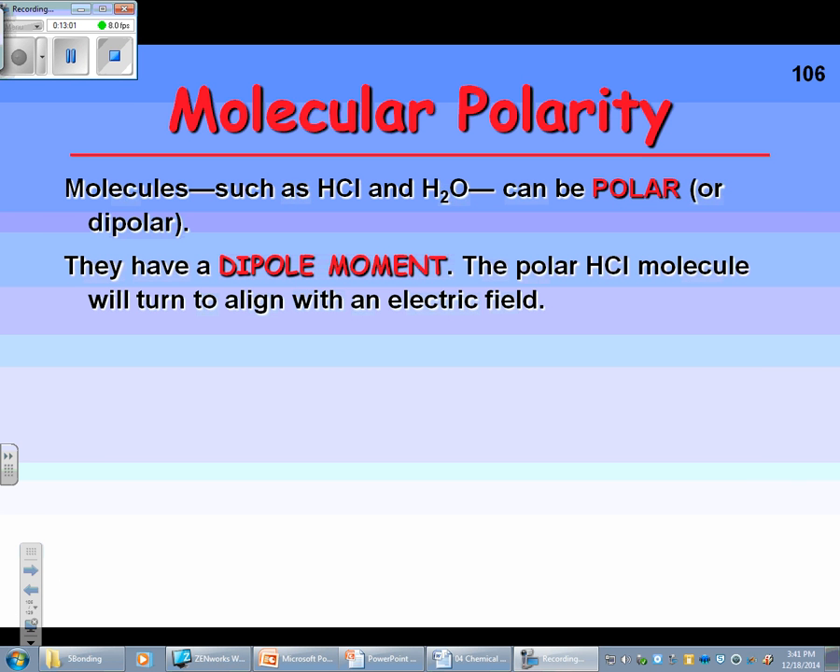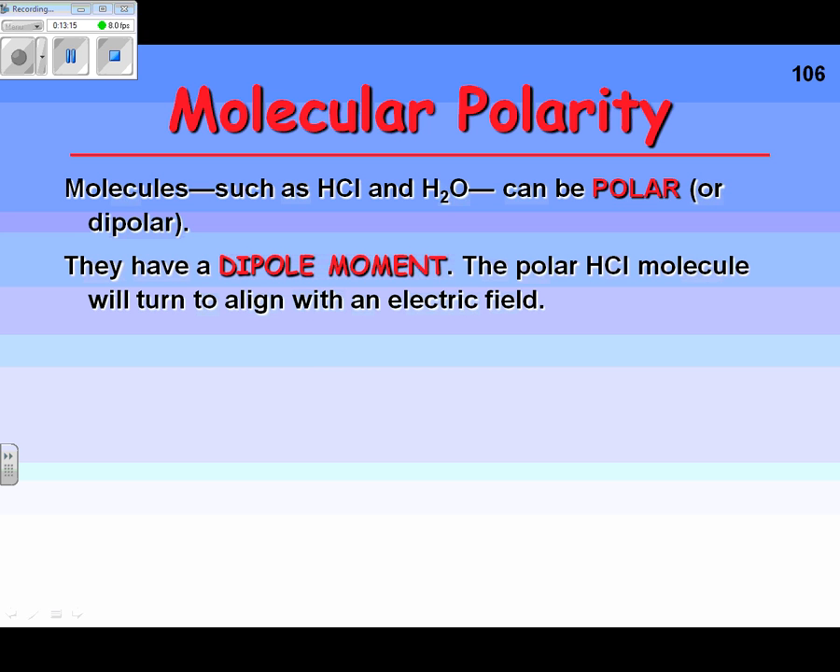Now, molecular polarity is different than bond polarity. Molecules that have polar bonds can be polar. And when we say polar, another word for that is that they experience a dipole moment. Di means two, and it's got two poles, so you've got a positive and a negative. That is the same thing as something being polar: it experiences a dipole moment.